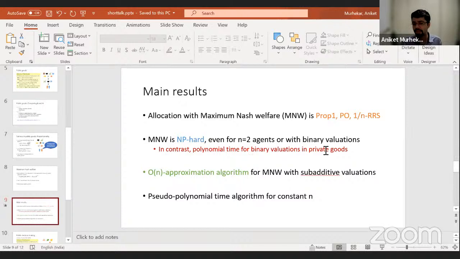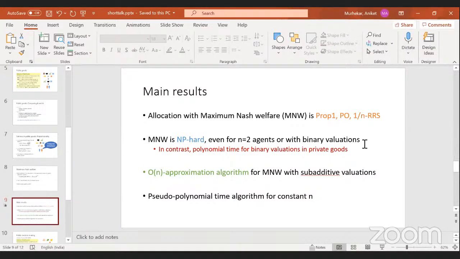Another open question is, can we show an approximation algorithm when valuations are binary in the public good setting? Now, subsequent to our paper at FSTTCS, we were able to show that this problem is APX hard when agents have binary valuations. So we do have a lower bound, but an upper bound is still open. Okay.